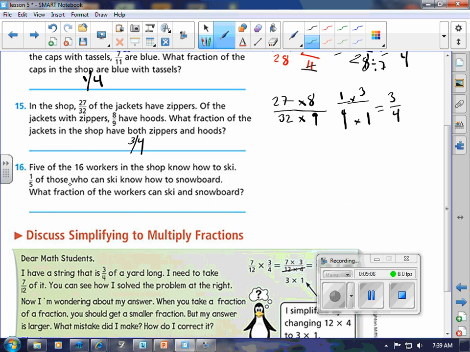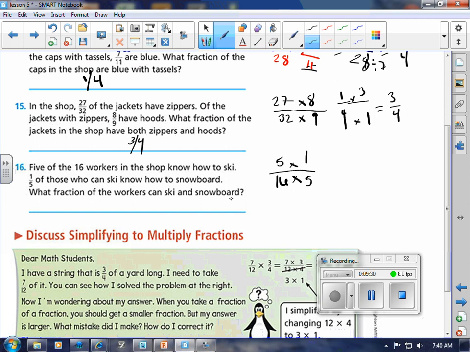Okay, try one more. 5 of the 16 workers in the shop know how to ski. 1/5 of those who can ski know how to snowboard. What fraction of the workers can ski and snowboard? Okay, so 5 out of 16. That's my first fraction because 5 out of 16 know how to ski. Of that, which means multiplication, 1/5 know how to snowboard.